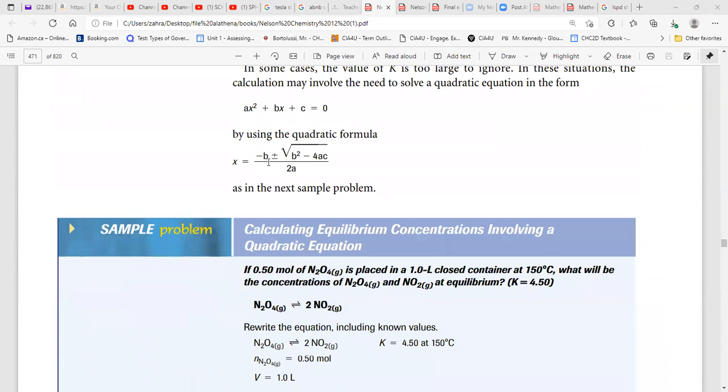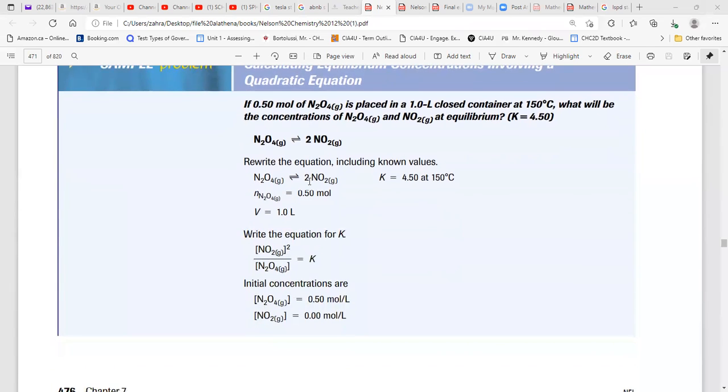Sometimes, if you do this, we will get a quadratic equation. Use the quadratic formula. I hope that you remember it from the quadratic function. The quadratic formula is for when you have a quadratic equation like ax power 2 plus bx plus c. A is the coefficient of x power 2, b is the coefficient of x, and c is the constant. Then the answer to this equation is negative b plus or minus the square root of b power 2 minus 4ac, divided by 2a.